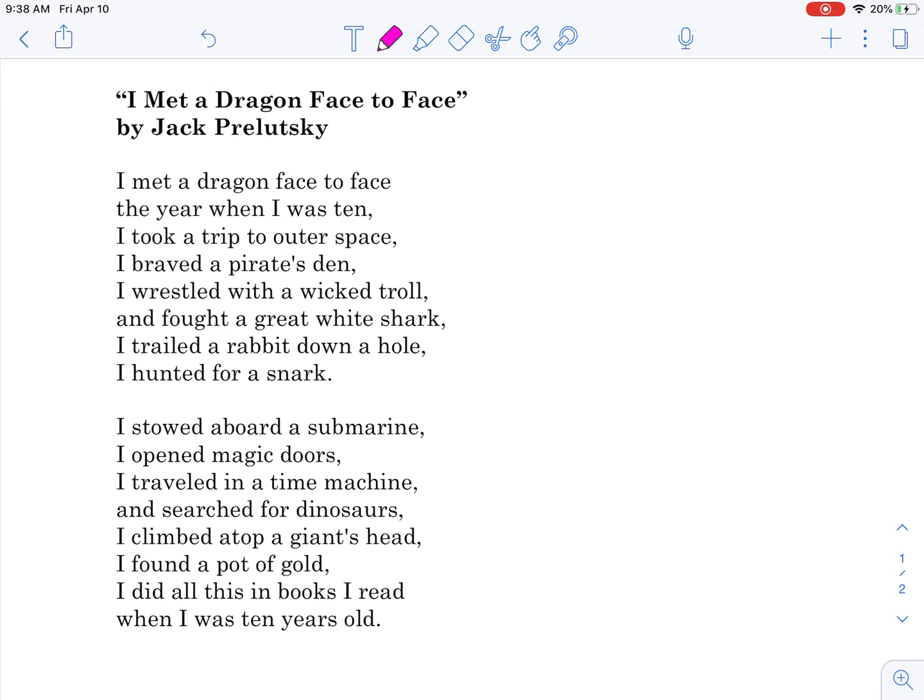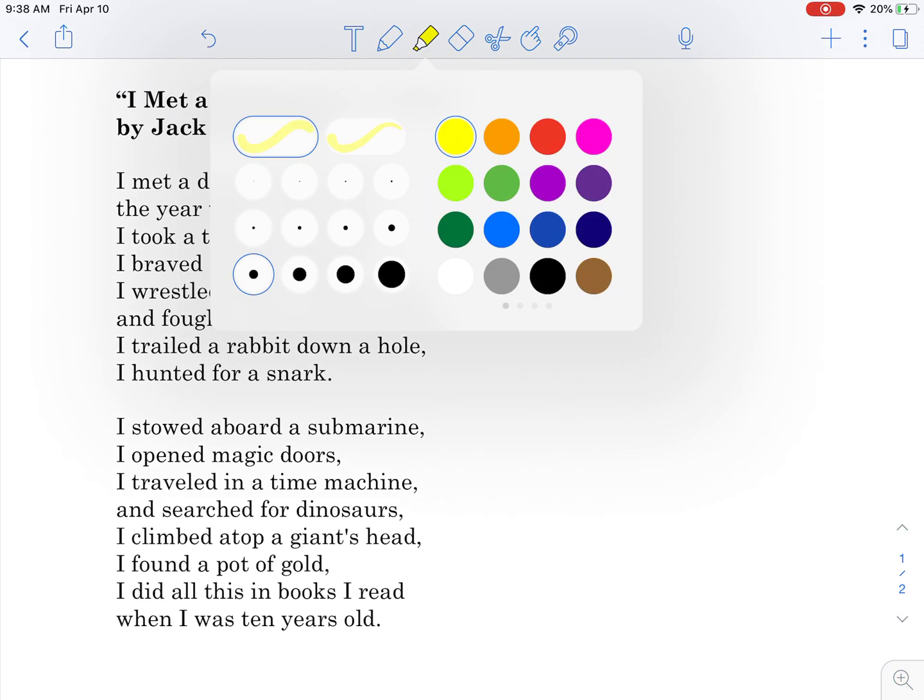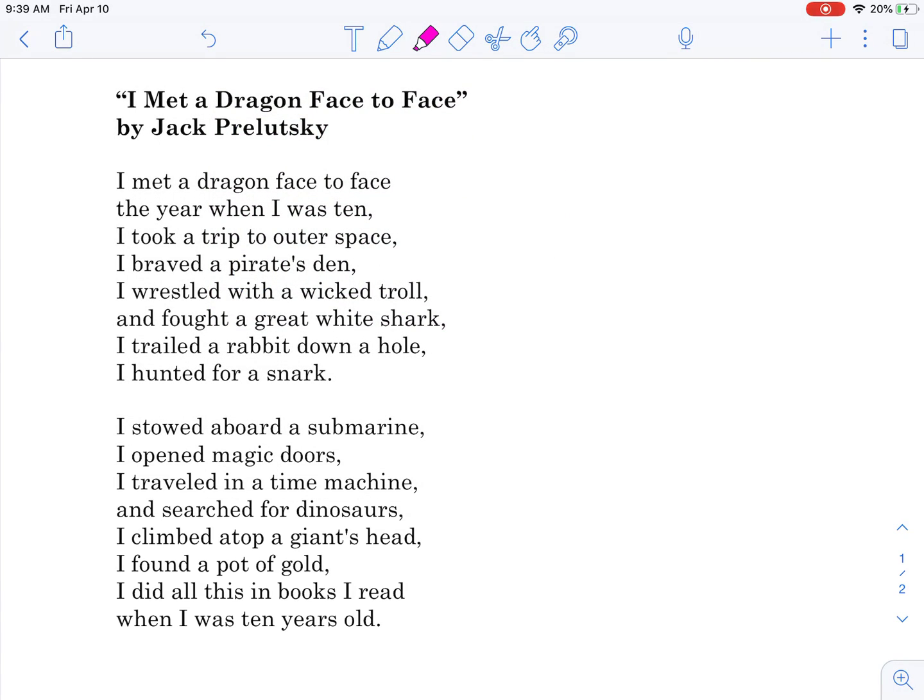So let's start with a line. Remember, a line in a poem is a single line of text from left to right. I'm going to go ahead and highlight an example of a line in this poem. The first line, I met a dragon face to face, that is a line of this poem.